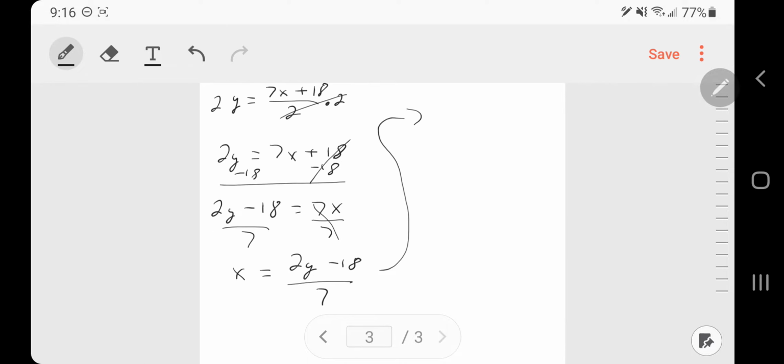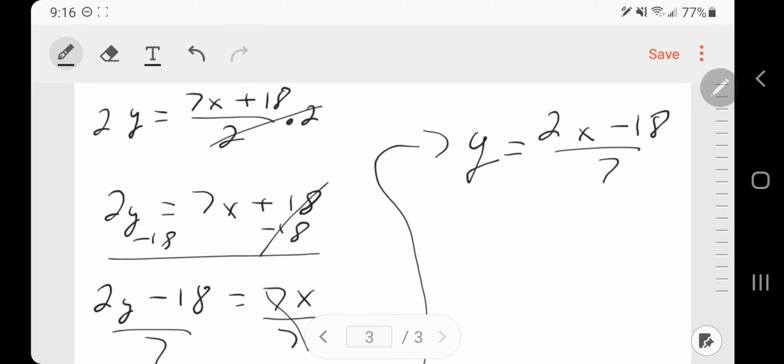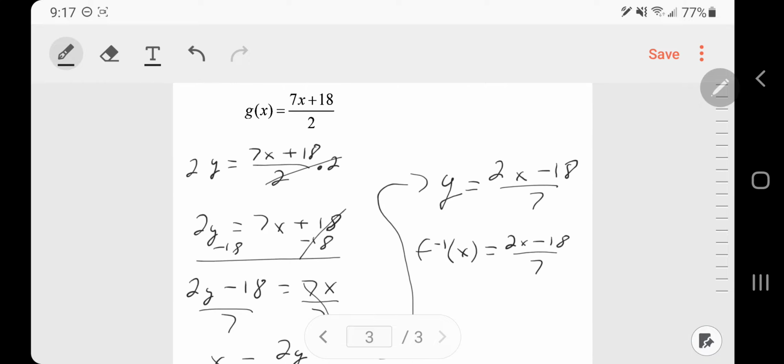I'm going to bring my work up here. So now it would be y equals 2x minus 18 over 7. And finally, we rewrite this using the inverse function notation. And there you have it. So that would be the inverse function of our initial.